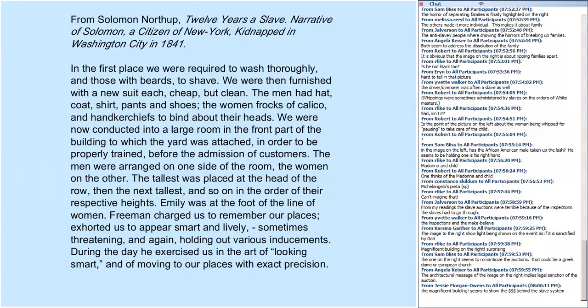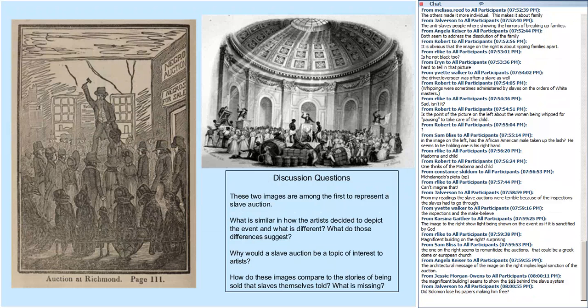Well, I was just going to say that in the chat we had some comments about the image on the right. People noted, obviously, the magnificent building, and some people thought it might be a legal building, suggesting legal sanction. Other people thought it might be a church, suggesting another version of establishment sanction. And then finally, people have noticed that the architecture suggests the vast economic wealth that stood behind the slave system.